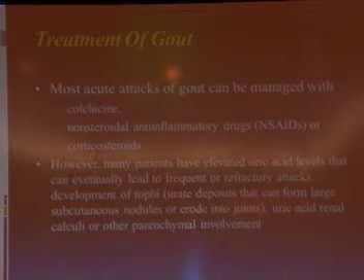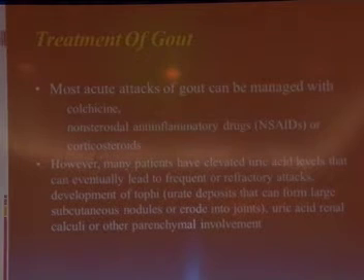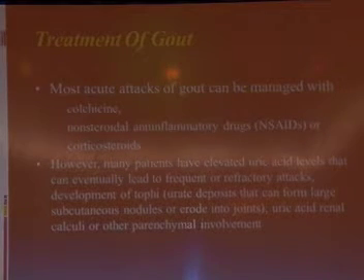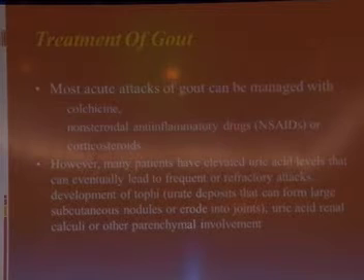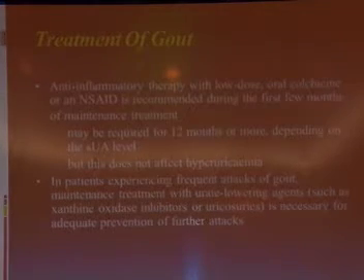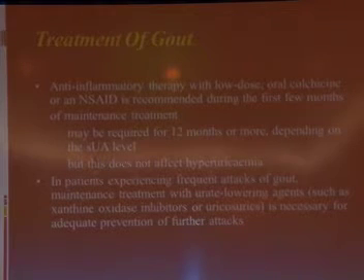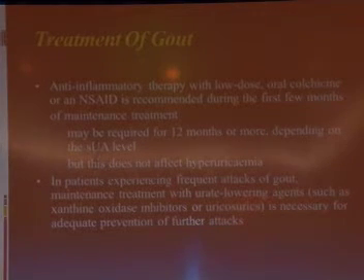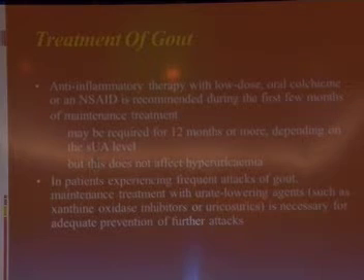Most acute attacks of gout can be managed with colchicine, NSAIDs and corticosteroids. However, many patients have elevated uric acid that can eventually lead to frequent or refractory attacks, for which I will tell you. Now, anti-inflammatory therapy with colchicine or NSAID is recommended during the first few months of the maintenance treatment, which may be required for 12 months.